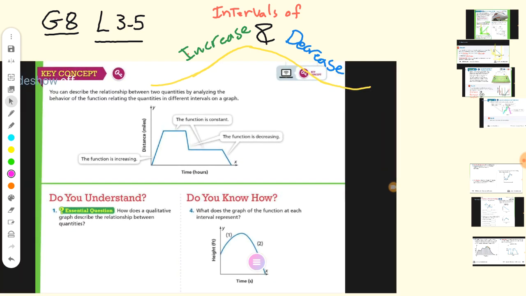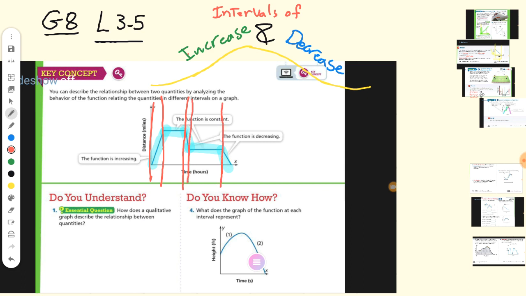Next page, the exercise page. This is the definition, as we said before. This is the conclusion of what we said: increasing function, constant function, decreasing function. So each interval here has its own behavior. First interval, second, third, fourth, and fifth. First one, increase. Second one, constant. Third, decreased. Fourth, constant. And fifth is decreased.